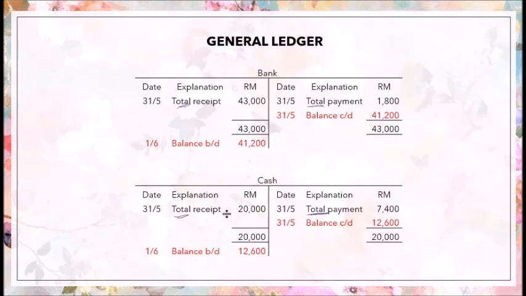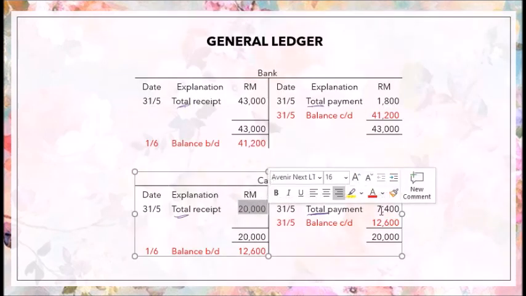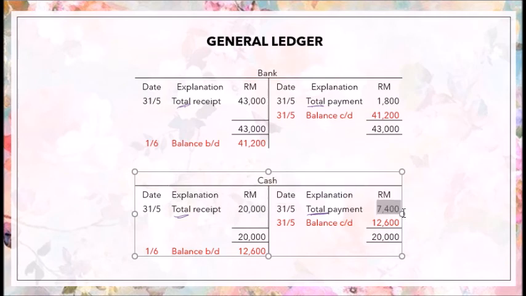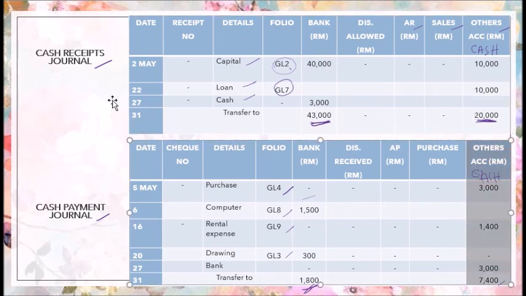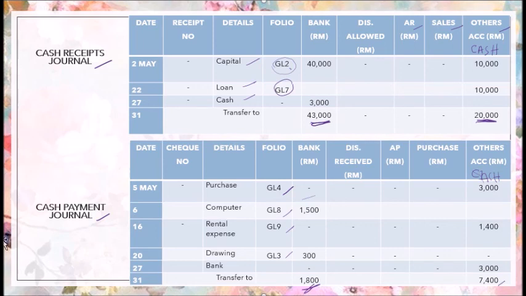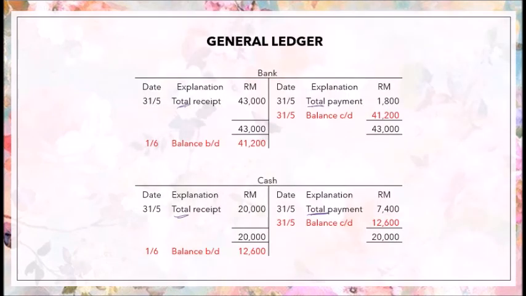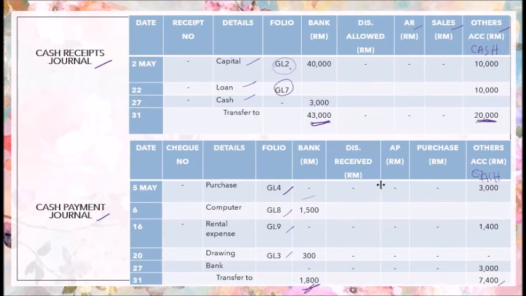Sama juga untuk cash. Total receipt dia 20,000. And total payment dia 7,400. See, sama juga dekat sini. So, format untuk chapter 5 ni dia more to simplifying the ledger. And all the details are in the journal. Okay? So, ini format yang kamu guna untuk your project. So, try to look and understand.